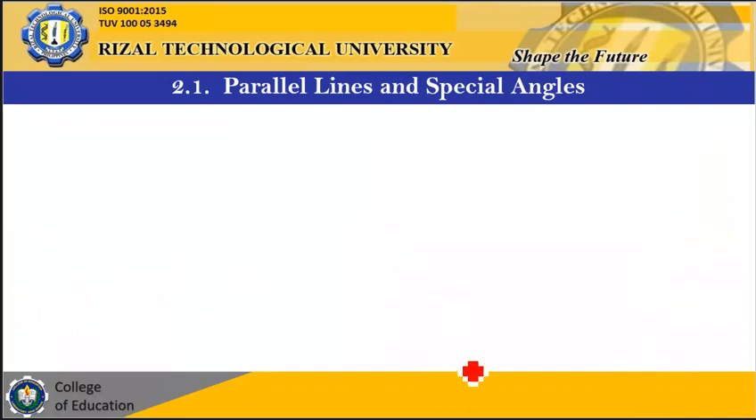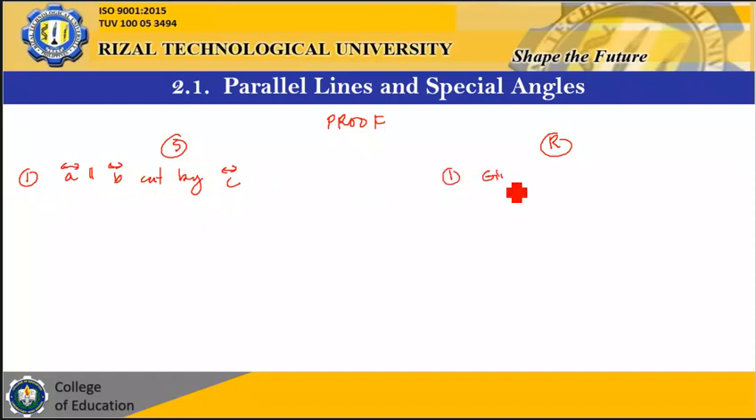Let's have our proof. So again, let's have our statements and the reasons. For number 1, it has to always be the given. So line A is parallel to line B cut by C. And the reason is given.